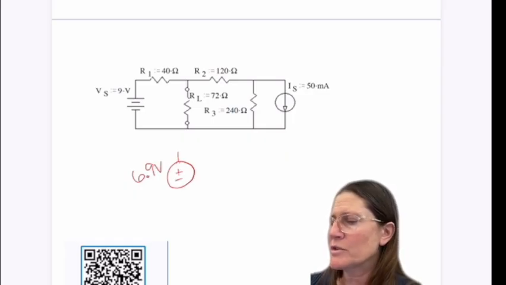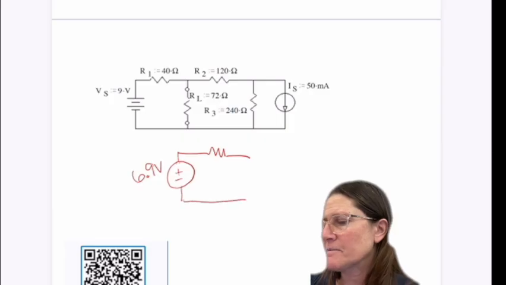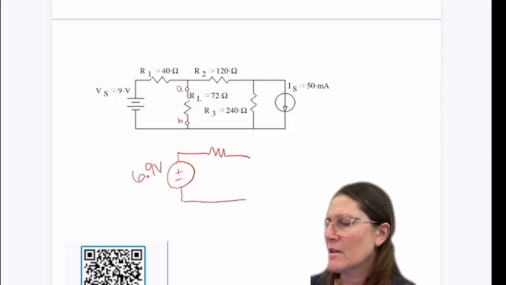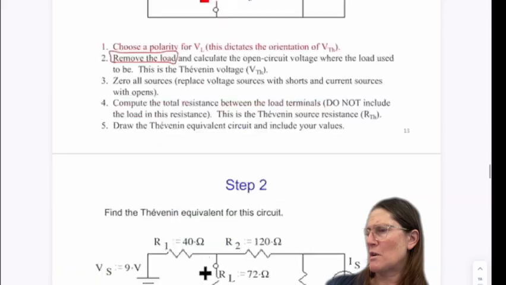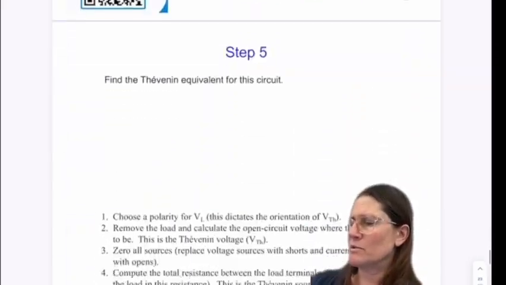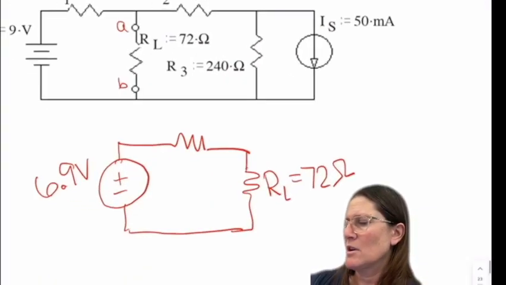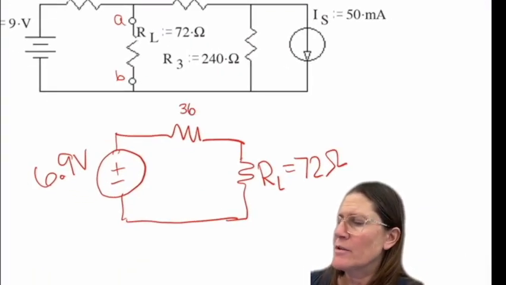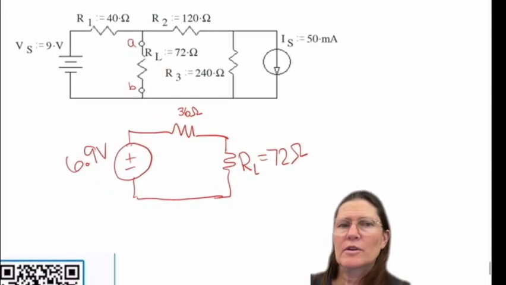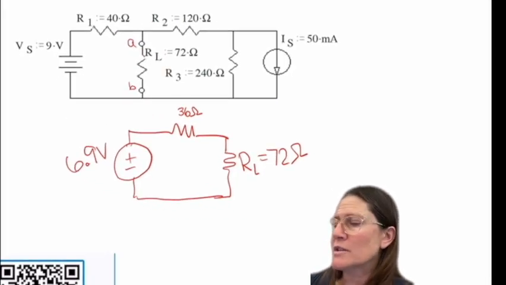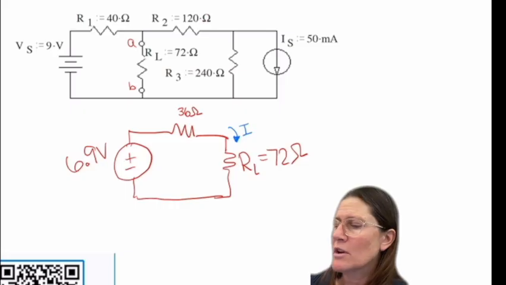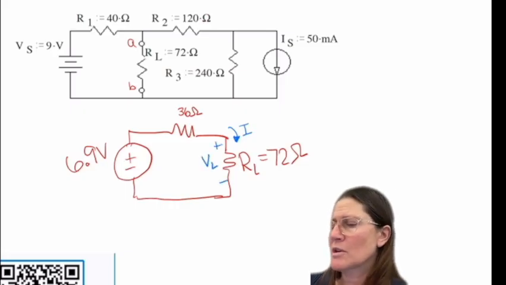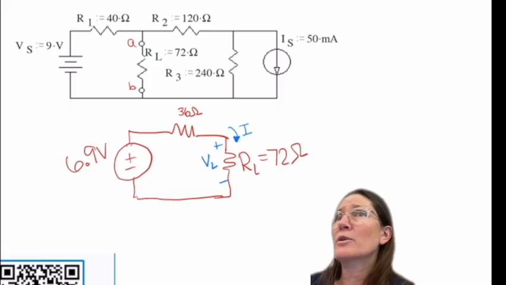So 6.9 volts, and then the resistance, I think this was 36 ohms if I remember right. 36 ohms. So now I can calculate the current going to this load, I can calculate the voltage across this load, and find the power delivered to the load too.